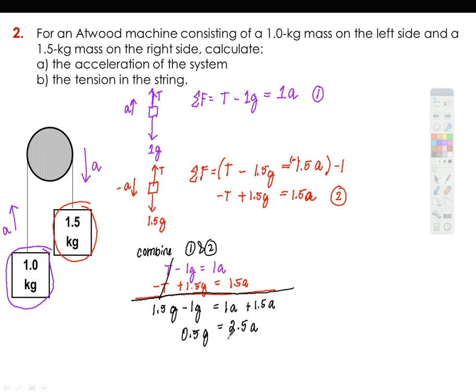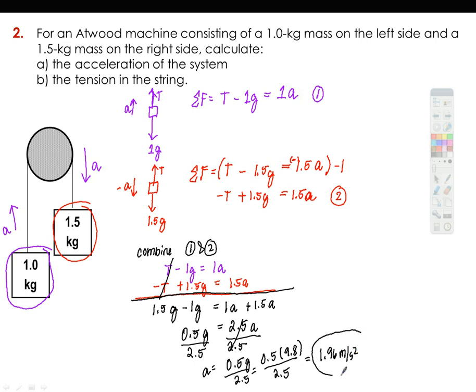Okay, and I need to calculate for acceleration, so divide both sides by 2.5. A will cancel, then I will have 0.5g all over 2.5. And we know that g is 9.8 meters per second squared divided by 2.5, so our acceleration should be equivalent to 1.96 meters per second squared. So here, that's your answer on letter A.